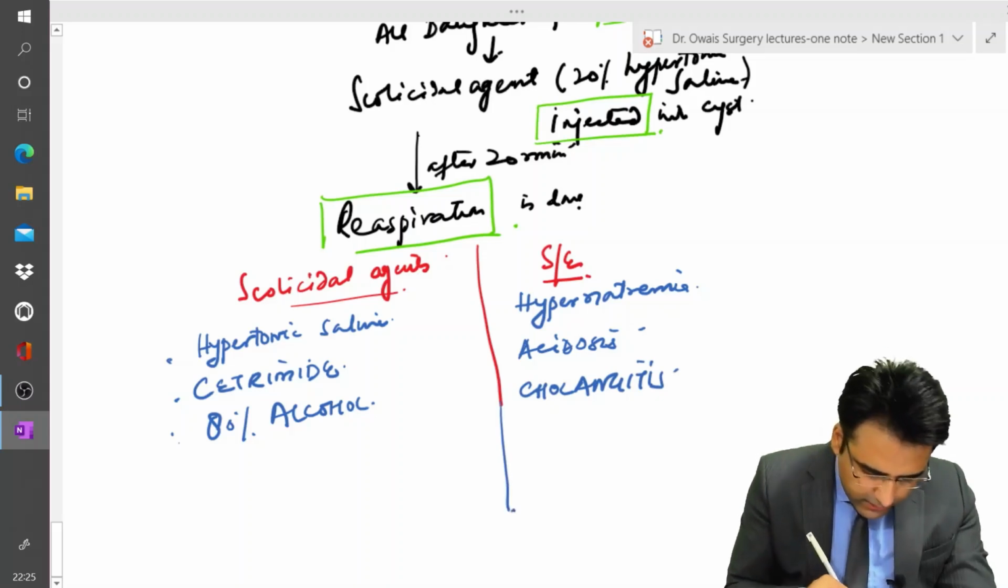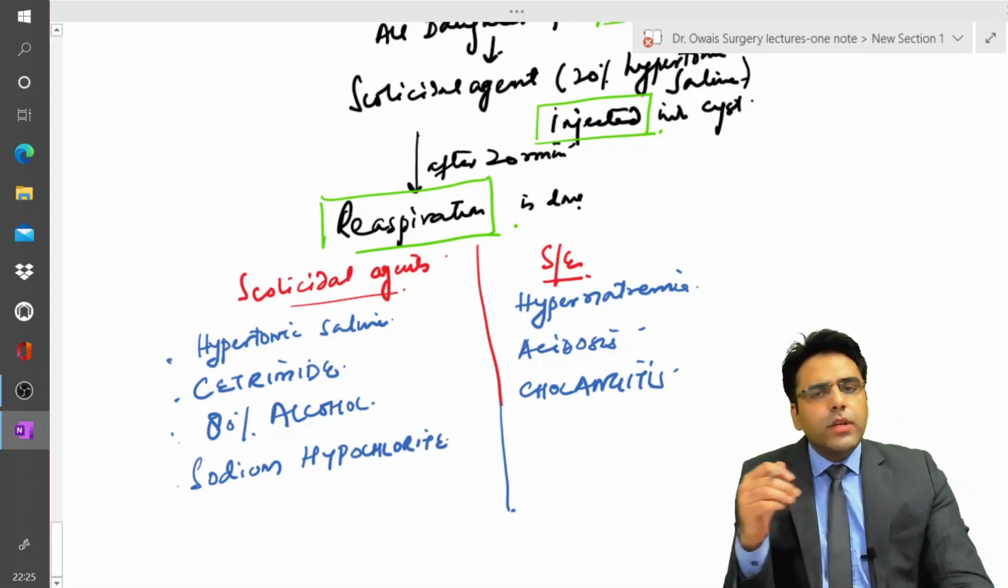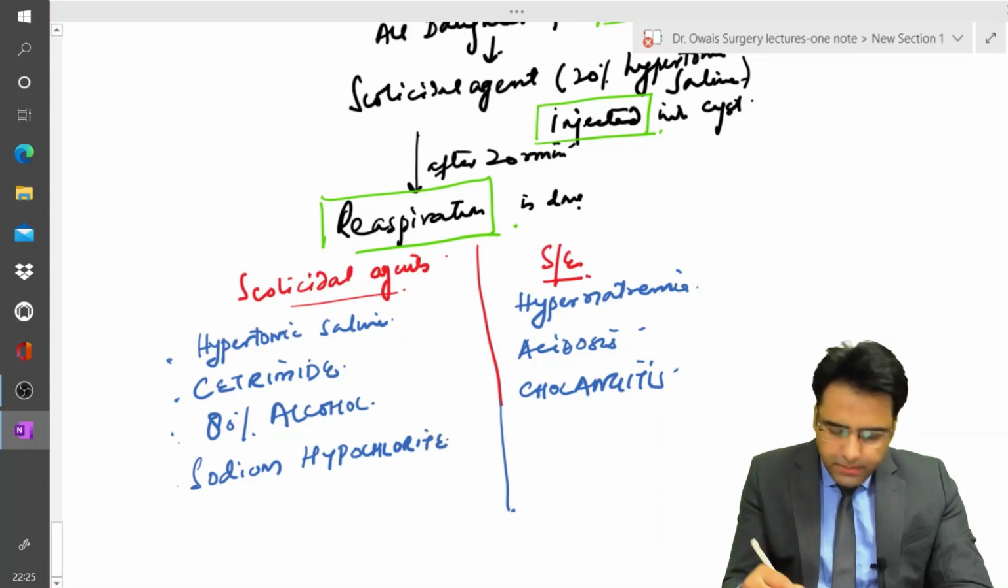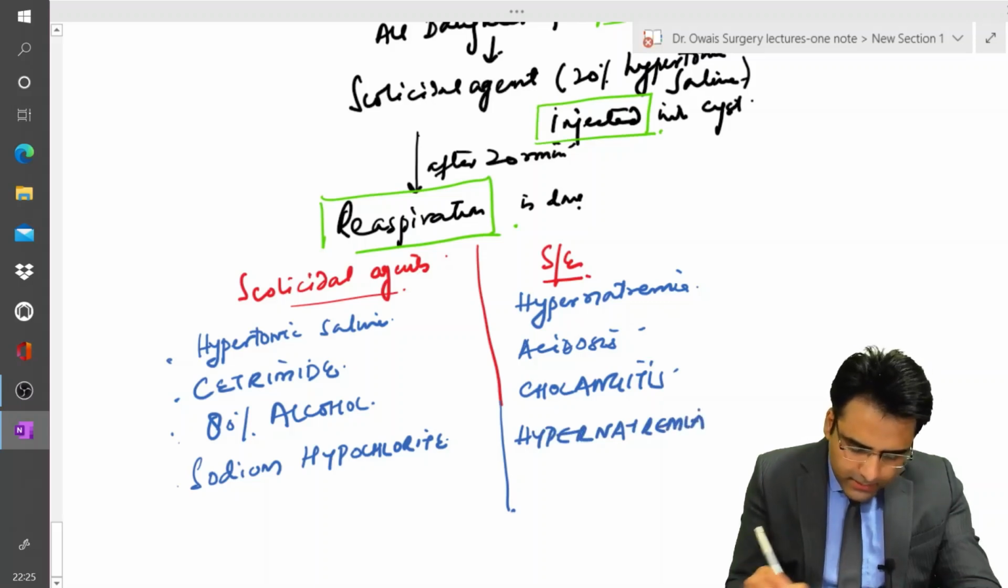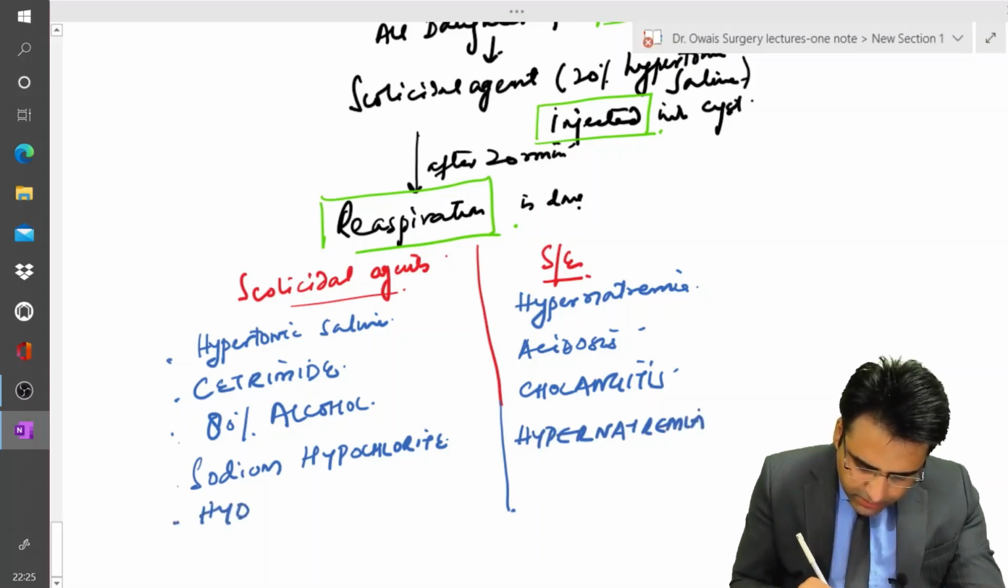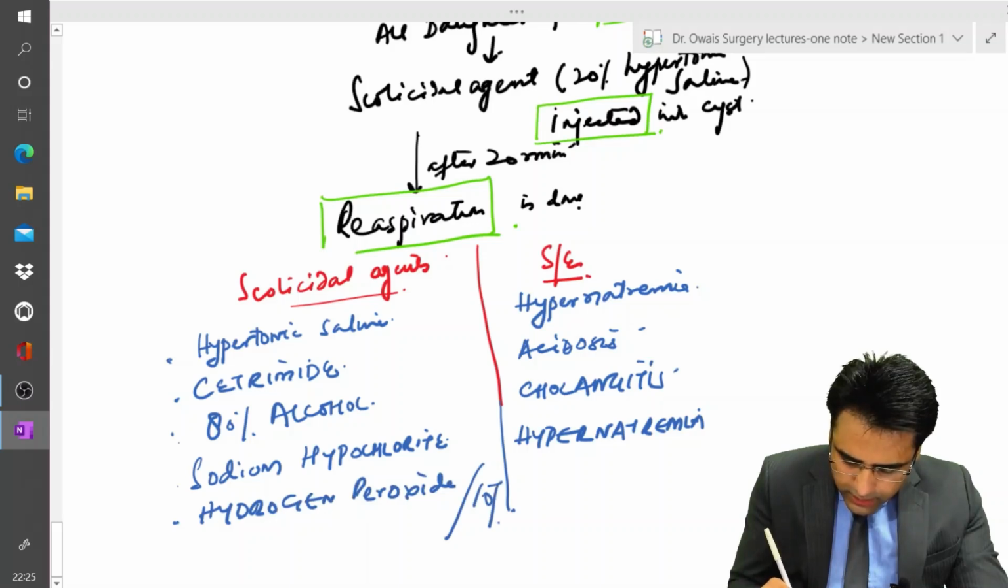Clear? After that, sodium hypochlorite. Since sodium hypochlorite also contains sodium, there is a risk of hypernatremia. After that, we can use hydrogen peroxide, or we can go for 10% povidone iodine.